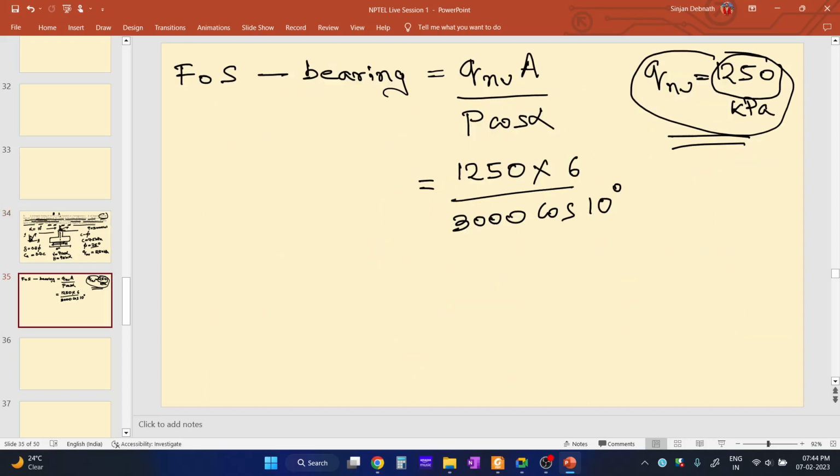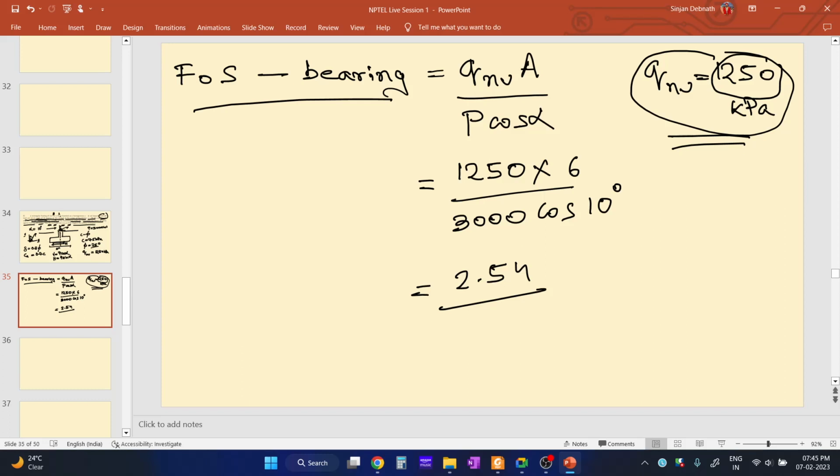Now, if we solve this, we will get 2.54. So the factor of safety against bearing is 2.54. That means it is safe against bearing. So 3000 kilonewton will not cause any failure if we consider the bearing. That means it will not cause any shear failure in the soil.